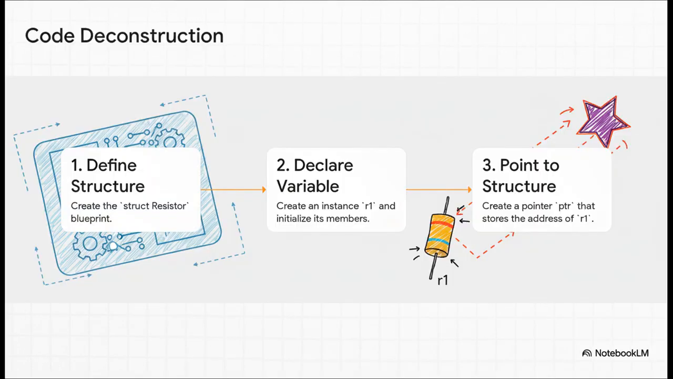Let's just walk through this code step by step. First, we define our resistor blueprint, our structure. Second, we create an actual resistor variable, let's call it R1, and we fill in its details using that dot operator. And third, and this is the key part, we create a pointer, PTR, and we tell it to hold the memory address of our R1 structure.